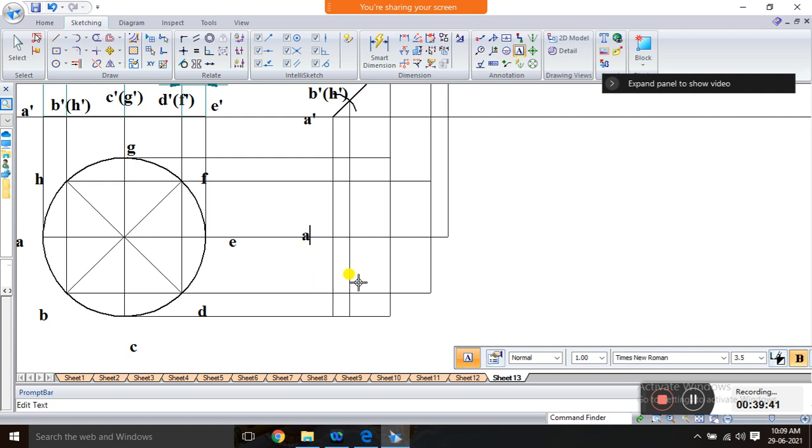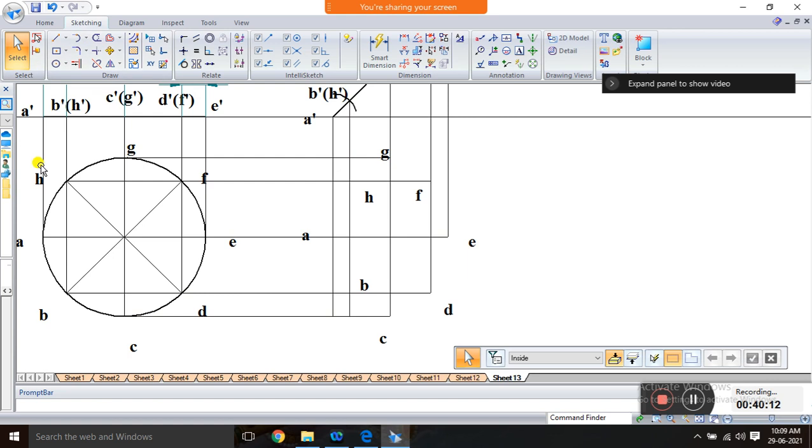This is A, this one is B, this is C, this is D, this is E, and this one is F, this is G and H. So use a curve, not a straight line. Don't use any straight line. Don't use scale to join A to B, B to C. Use curve. By using curve you have to join.